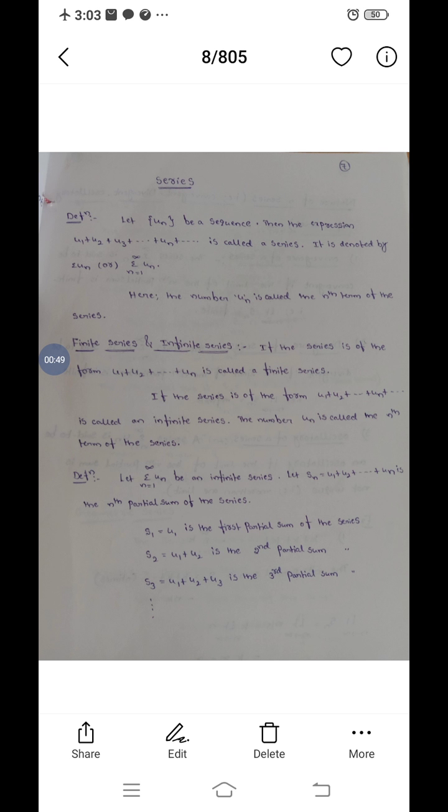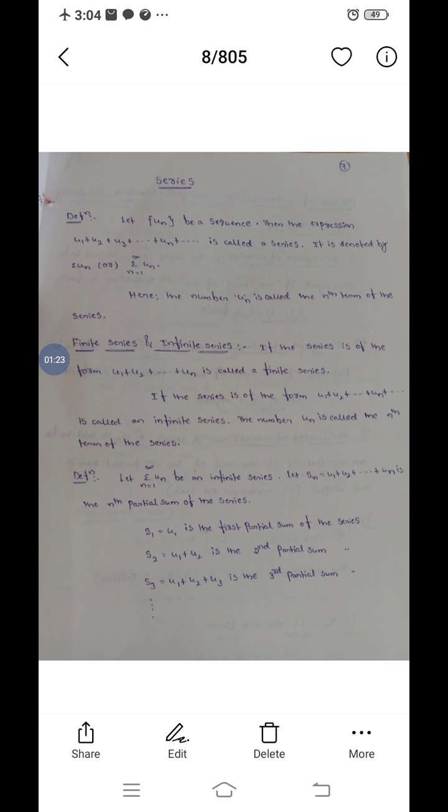Now here I am writing that number of terms in the form of u1 plus u2 plus u3 plus and so on plus un plus and so on. If we represent the given sequence in this particular form, then it will be called a series. Usually we use the notation summation un, or in particular summation n equals 1 to infinity un. And in this expression the term un is called the nth term of the series.